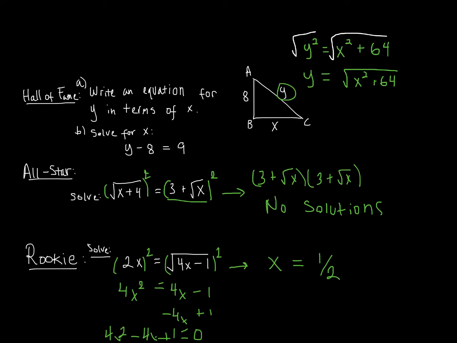Now you might be wondering, why is this not plus or minus? Well, y is a side length, so it can only be a positive value, so I just assume that it's positive. And then if I want to solve this equation for x, I realize that there's a y in this equation, and I just have to substitute what y is equal to. So I'm going to end up with the square root of x squared plus 64 minus 8 is equal to 9.